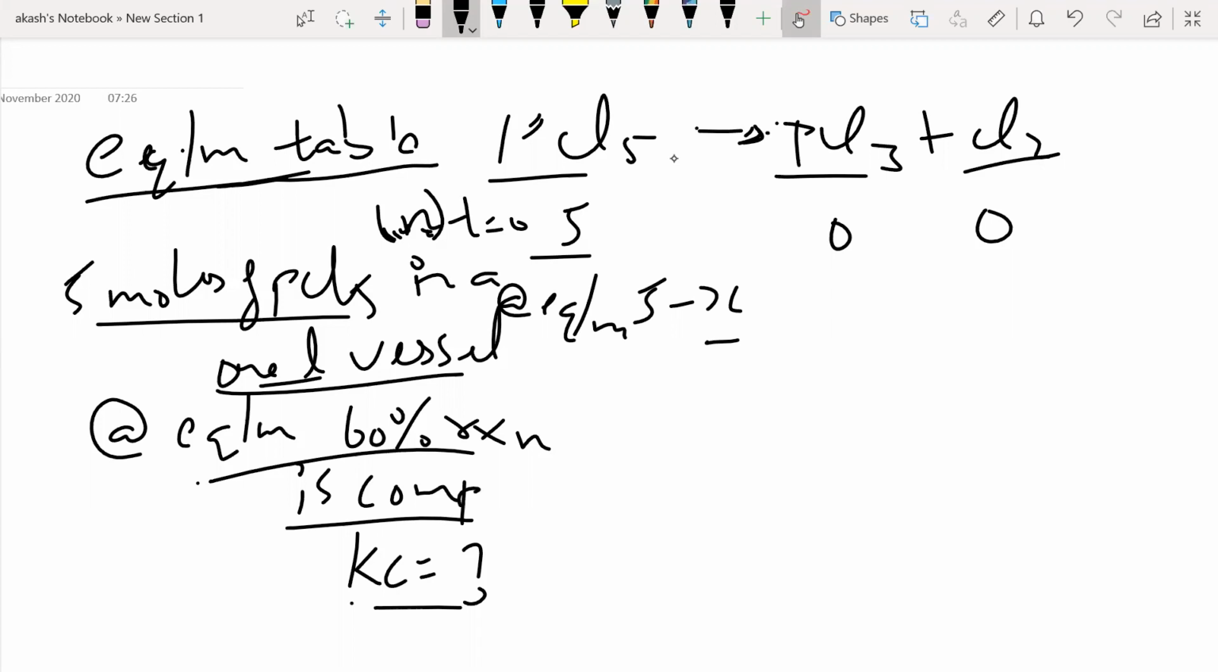Now how much would have been here? Tell me how much amount of PCl3 and how much amount of Cl2 would have been there. I have initially 5 moles of PCl5. Out of that, at equilibrium, X moles have reacted. How many moles of PCl3 and how many moles of Cl2 are there at equilibrium? So in terms of X, how will you write here?